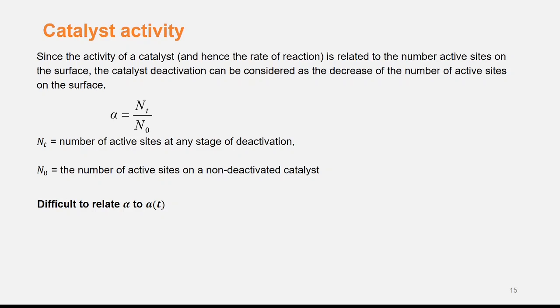Even if the overall rate is surface reaction limited, there are some deactivation processes such as selective poisoning that we talked about earlier that do not result in a linear decrease in activity as more poison is adsorbed onto the catalyst. Therefore, alpha and A of t are not guaranteed to be the same. The point here is that when you say activity, you should always say what it is based on. Is it based on the observed rates or on the number of active sites?